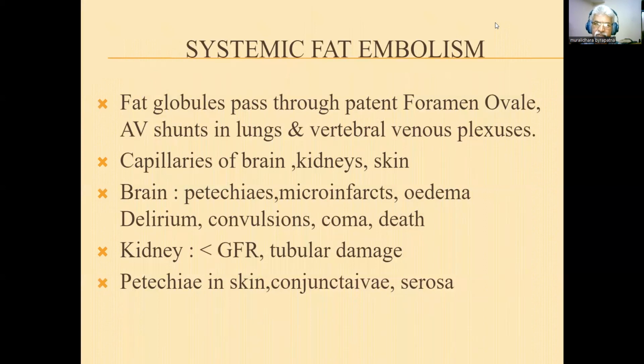Systemic fat embolism. Fat globules pass through the patent foramen ovale, arteriovenous shunts in lungs, and vertebral venous plexus, and go to capillaries of brain, kidneys, and skin. So in brain, small hemorrhages, microinfarcts, and edema lead to delirium, convulsions, coma, and even death. When it goes to the kidney, it decreases the glomerular filtration rate, causing tubular damage. Petechiae in skin, conjunctiva, and serosa are also seen.